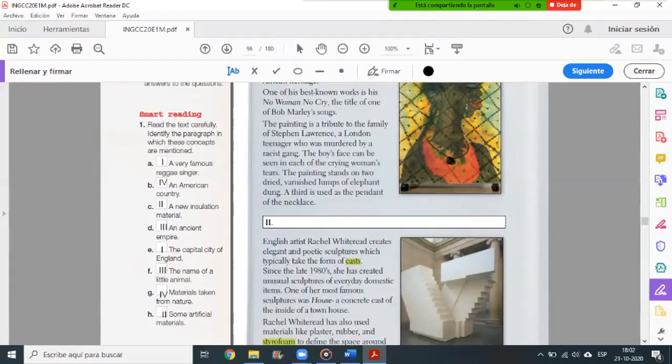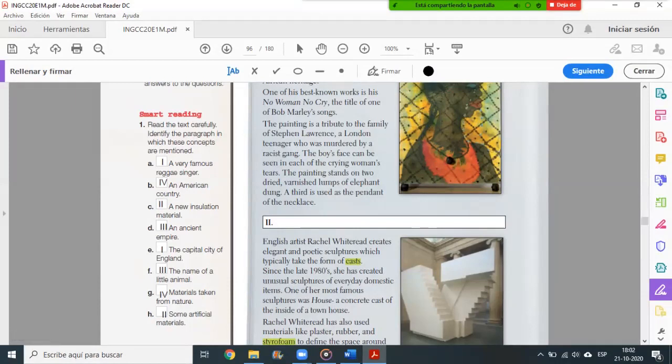Letter D, an ancient empire. The ancient empire mentioned in paragraph 3 is Rome. Then letter E. The capital city of England, of course, is London. It is mentioned on paragraph 1 here. Ya en este párrafo, en esta lectura se menciona, aquí está, the capital of England, city, the city of London. Okay.